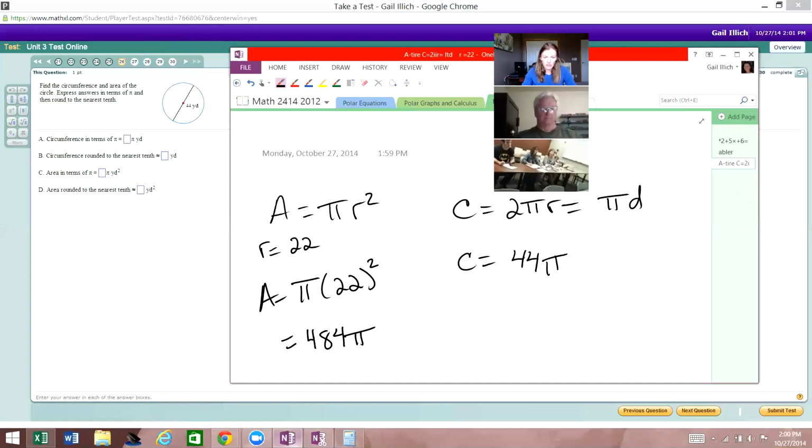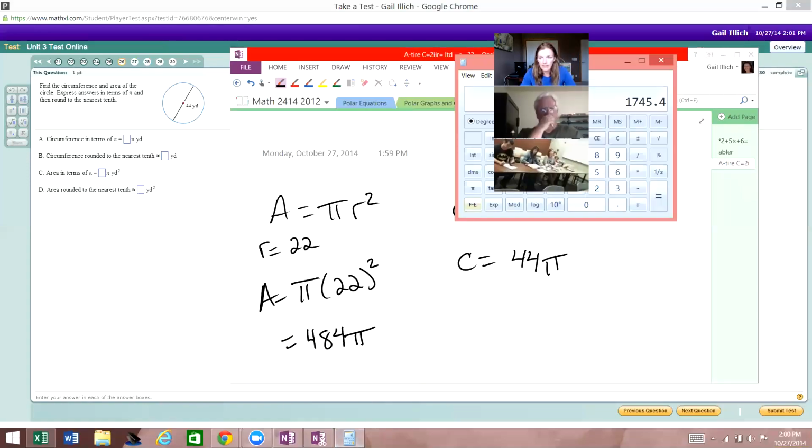Okay, and so let me remember that. Let's see, 44 times, should we try it with 3.14 or with the pi symbol? It doesn't say 3.14, I know, but I'm going to try always using 3.14, and if we get it right, then we know for the test we should just always use 3.14 instead of the pi button. Is that okay? But if we miss it, then we know we should use the pi button.